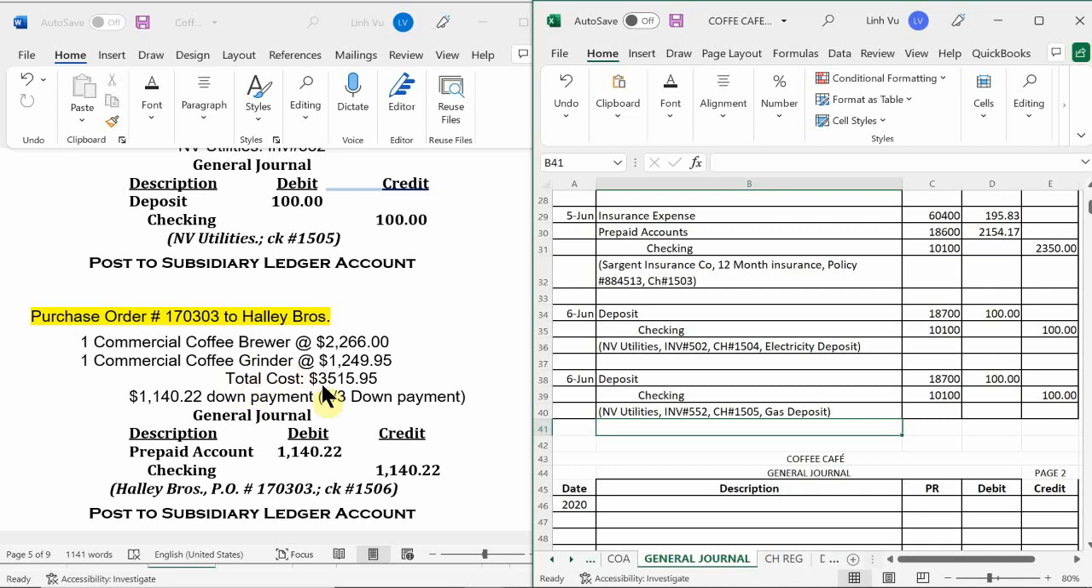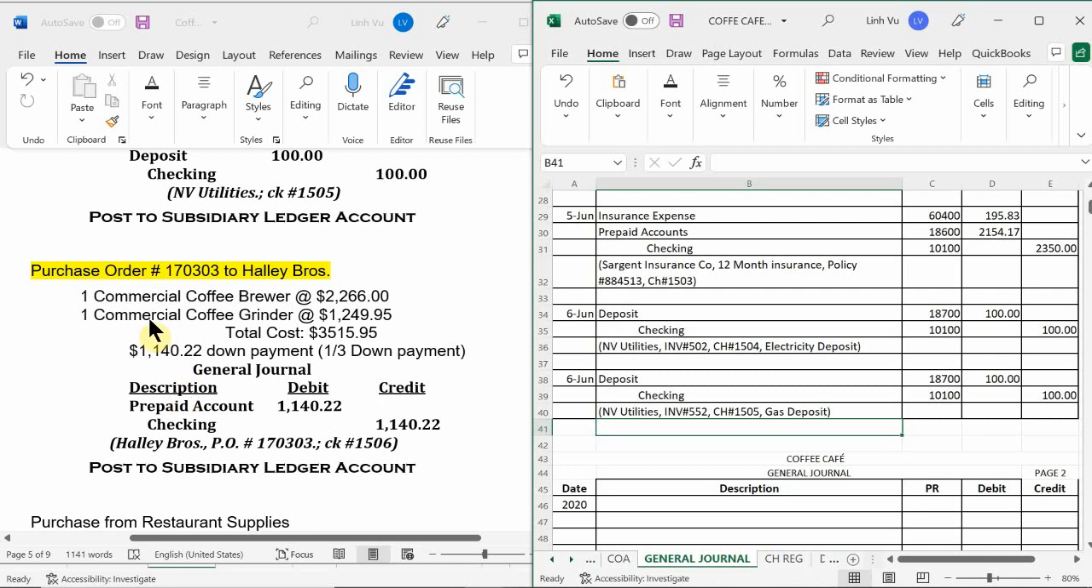Okay, so the total cost is going to be $3,515. A third down payment is required. So here someone calculated it to be $1,140.22 down payment. Okay, so how are we going to record this? Now this is a down payment. This down payment is going to go towards our actual bill when we receive our bill.